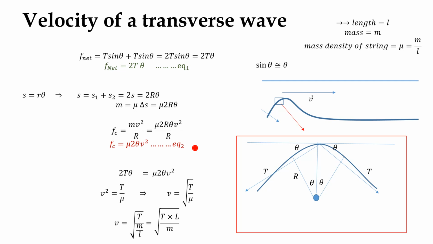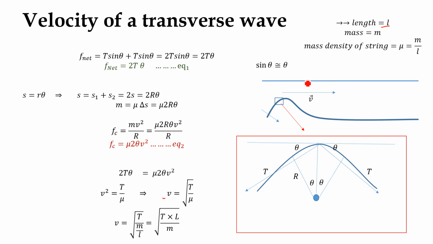Hello, today we are going to discuss the velocity of a transverse wave, and we will derive the equation for the velocity of a transverse wave. Now let's consider we have a string having length L and mass m. So the mass density of the string, mu, is equal to mass per unit length.